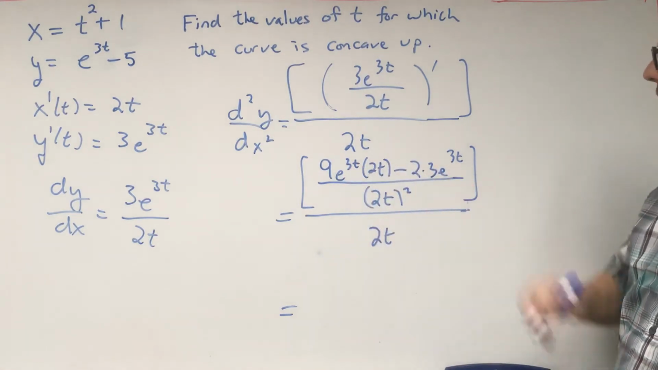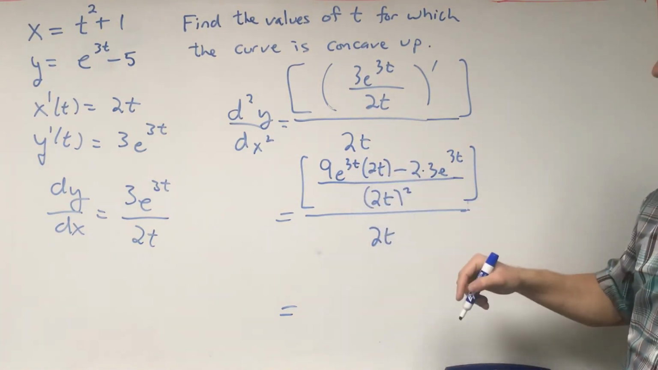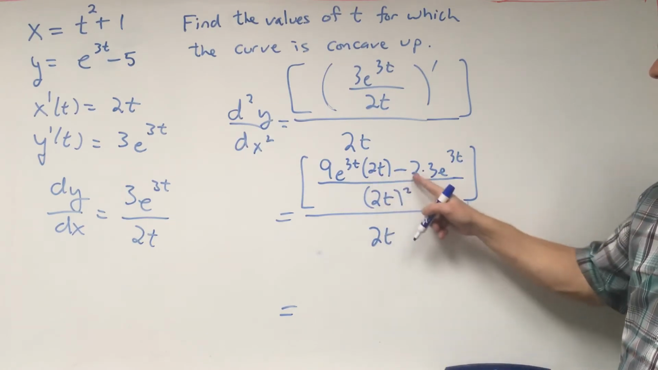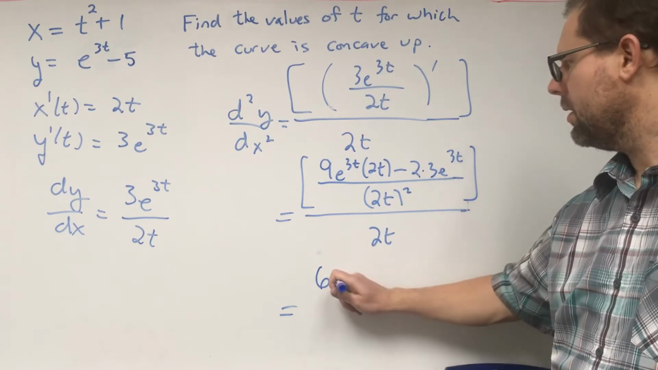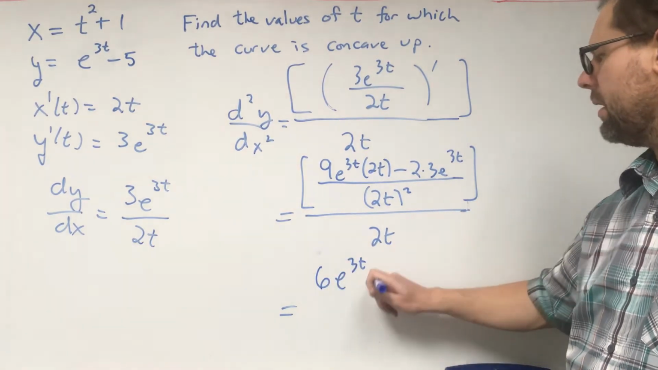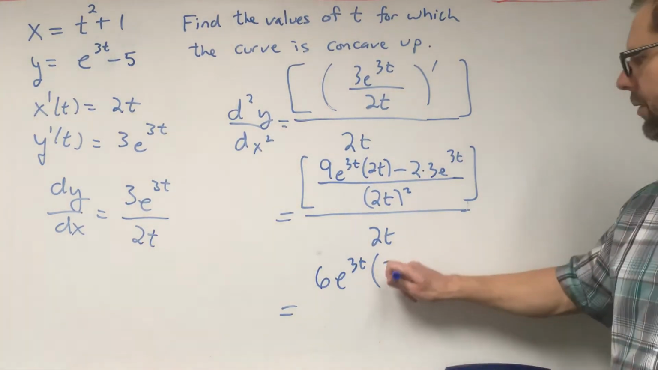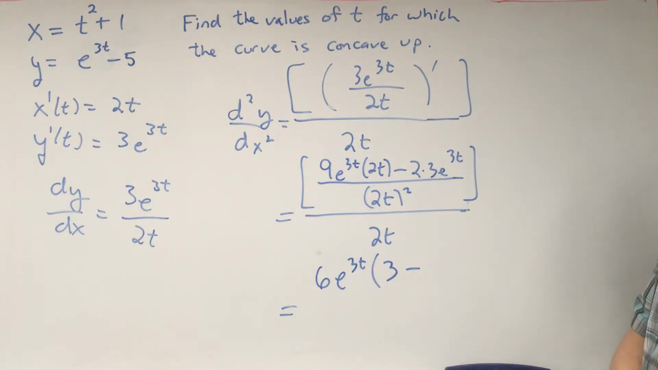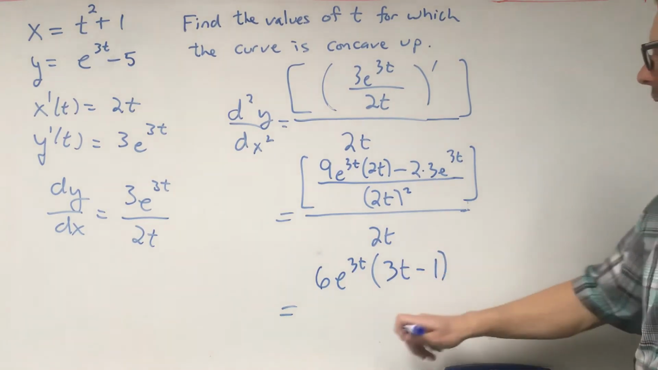On the very top, I'll just try to factor out as much as I can. So, of course, I see an e to the 3t everywhere. I also see a 2 and a common 3. So let's factor out 6 e to the 3t. And that's going to leave us a 3 minus, I guess it's a 3t minus 1.